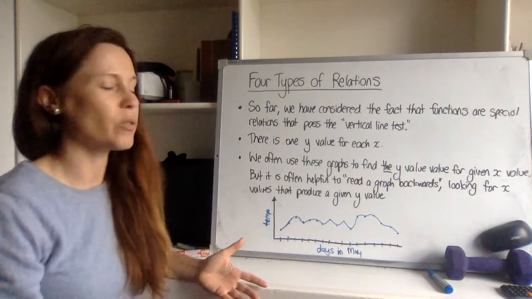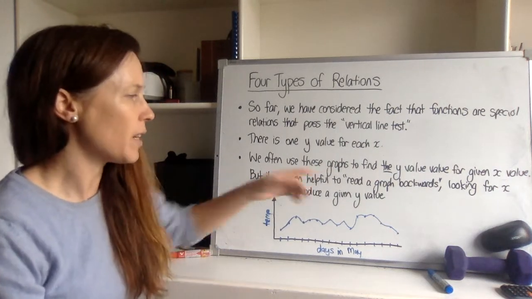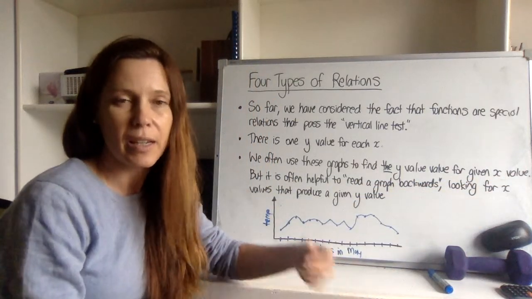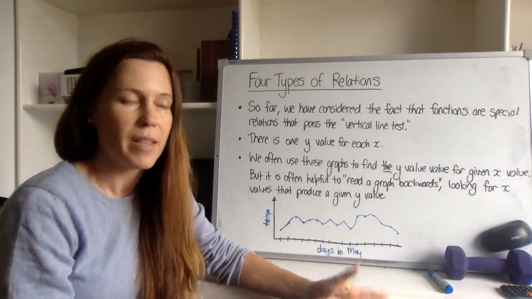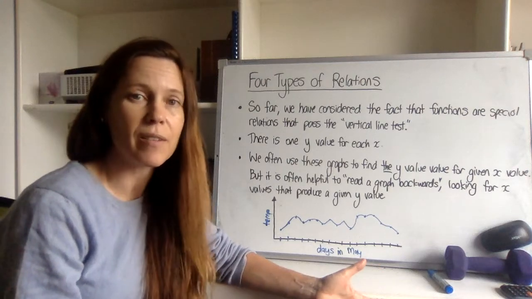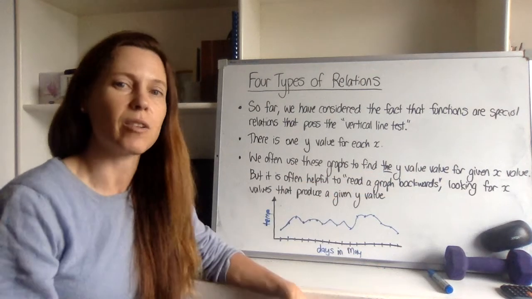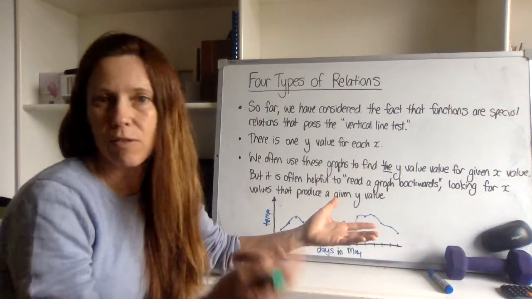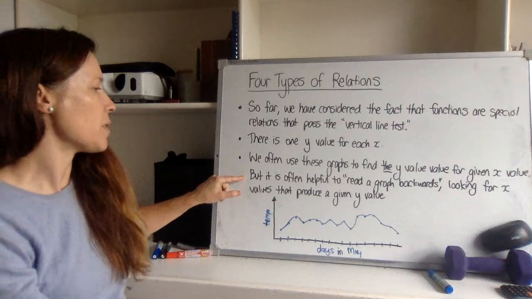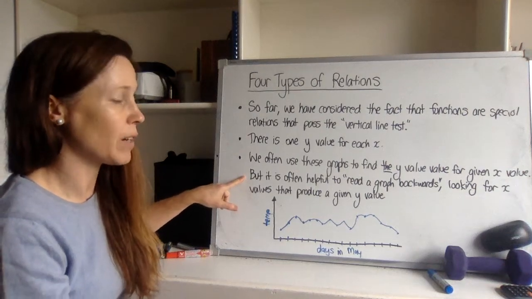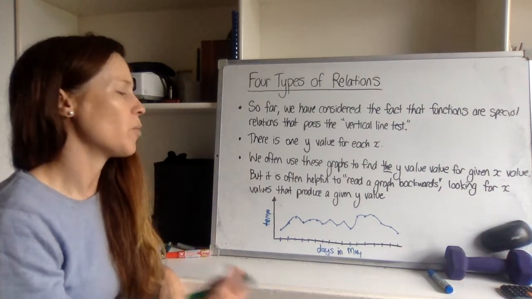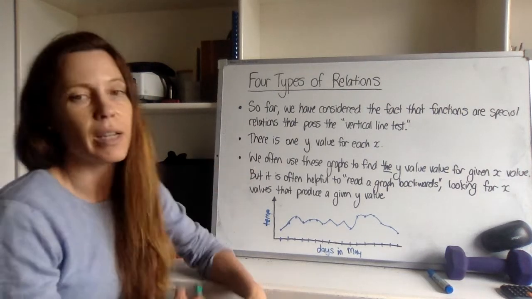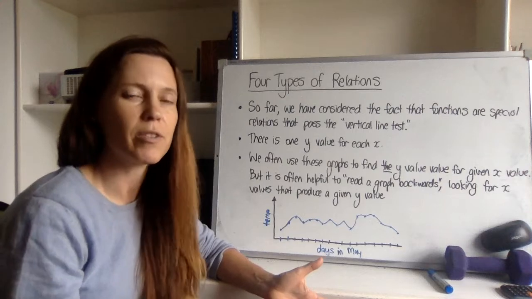Now, we usually use the graphs of functions to find some y value for a given x. After all, we said in the beginning, in our definition of a function, that x was the independent variable and that y depended on it. So it makes sense that we normally want to find out what y is when x is this or that. But it's sometimes helpful to read a graph of a function backwards, as we say. And what we're doing there is we're actually looking for some x values that produce a given y value that might be the thing that we're interested in.